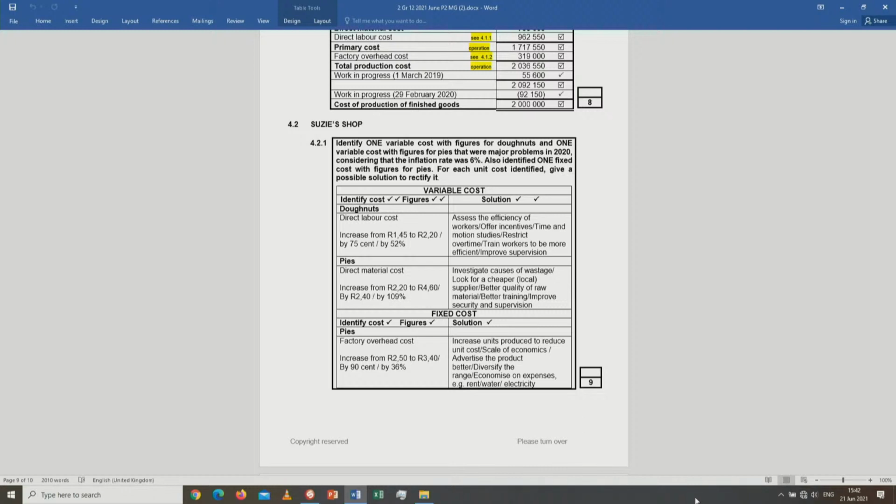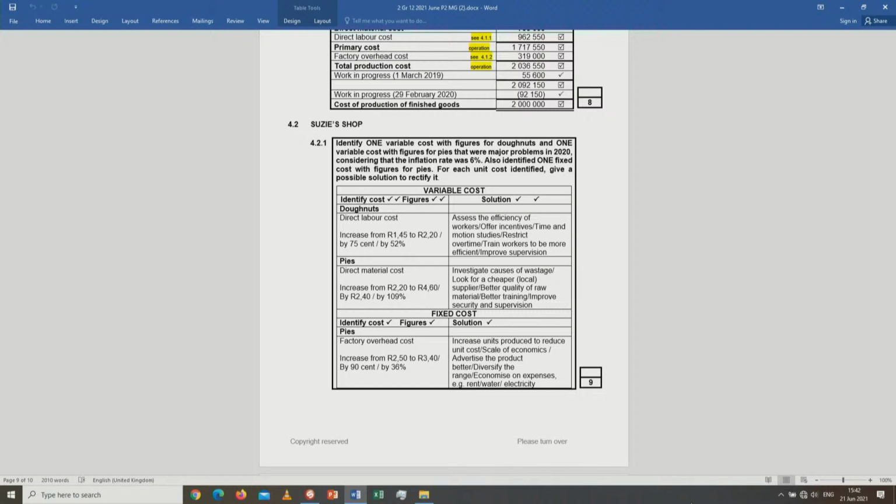Pies, a problem was direct material cost, increased from R2.20 to R4.60. That's an increase by R2.40 or by 109%. Right? So 1 mark for direct material, 1 mark for the figure. Advice, investigate the causes of wastage, look for cheaper local supplier, better quality of raw materials, better training, improve security and supervision.